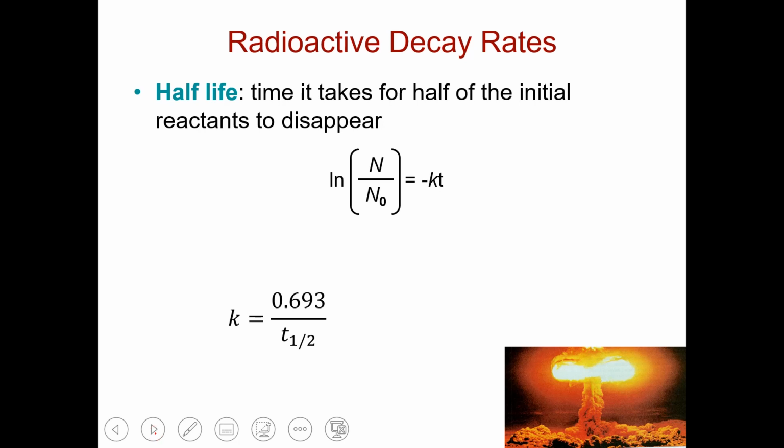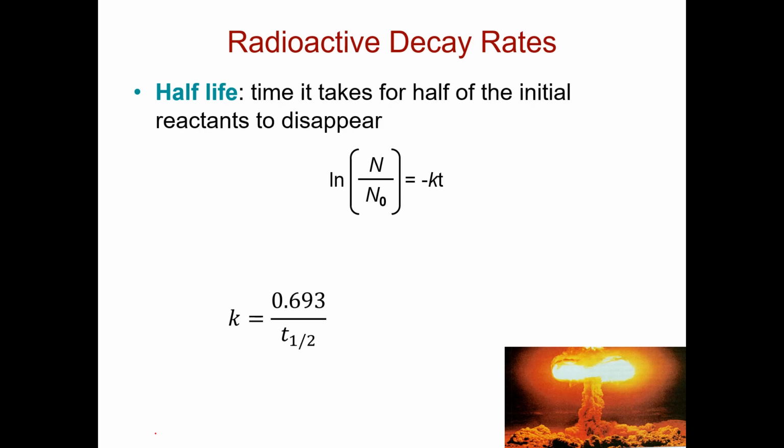So let's talk about half-life. We know that these radioactive elements will break down into smaller nuclei, but how long does it actually take for that to happen? Well, that varies depending on the element and the isotope that we're talking about. Half-life is defined as the time that it takes for half of the initial reactants to disappear.